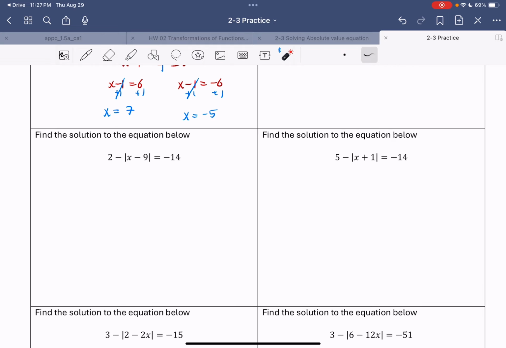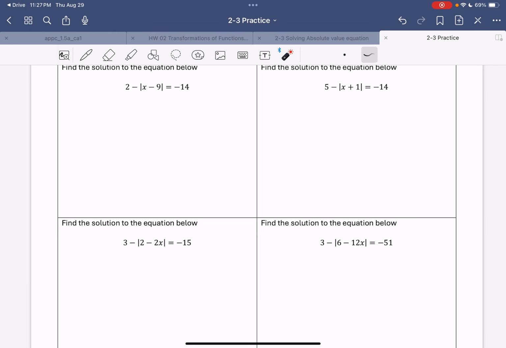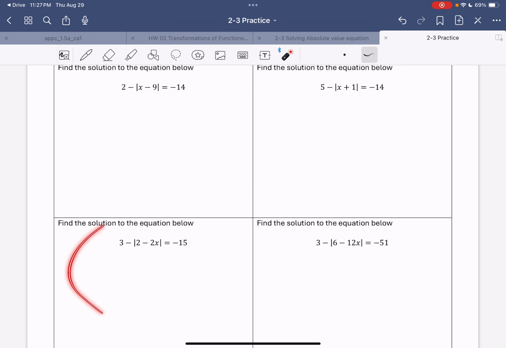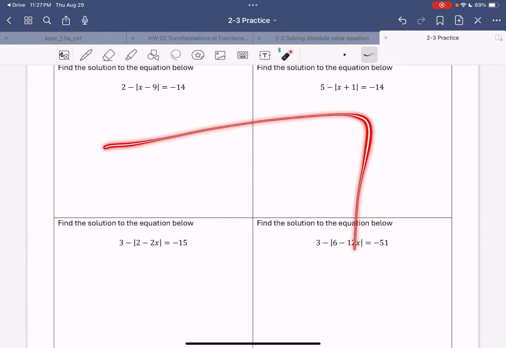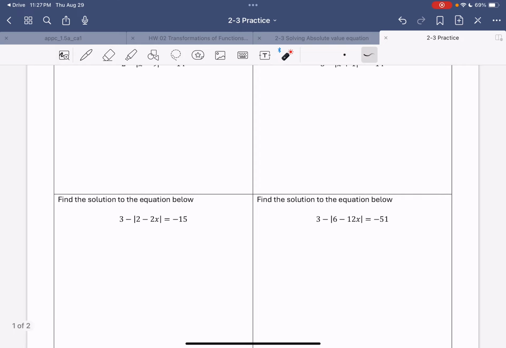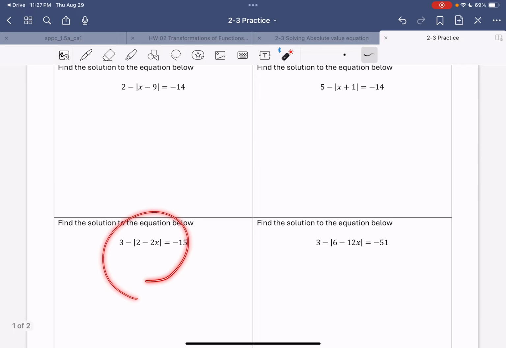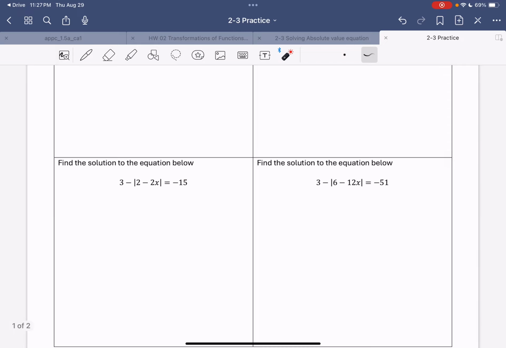Actually, I believe you can do this one if I go over this one. Let me just go over this question, and then you can do all three, okay? Because this one is a more complicated version of the previous one. So watch how I do it.